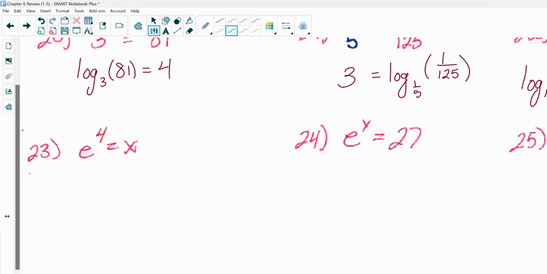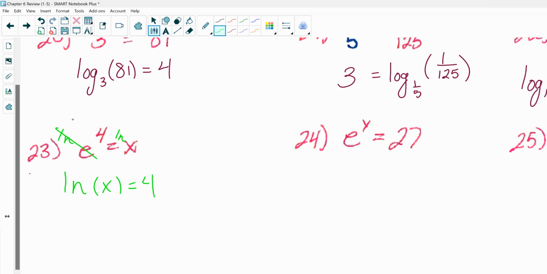e to the x, e to the 4 equals x. Well, this would be ln, because when we have a base of e, we're automatically with natural logs. This would be ln of what? ln of x equals 4. Because what we did, if we wrote it out, was apply the natural log to both sides. ln of e is 1, leaving us with our 4, and the other side is ln of x.